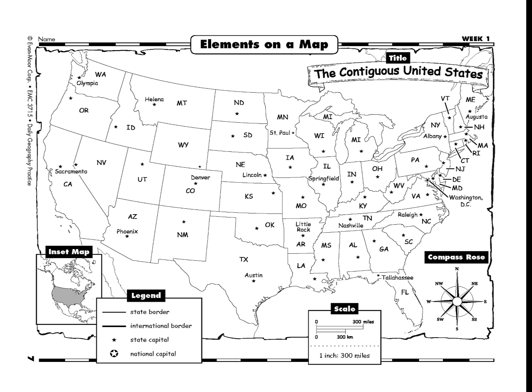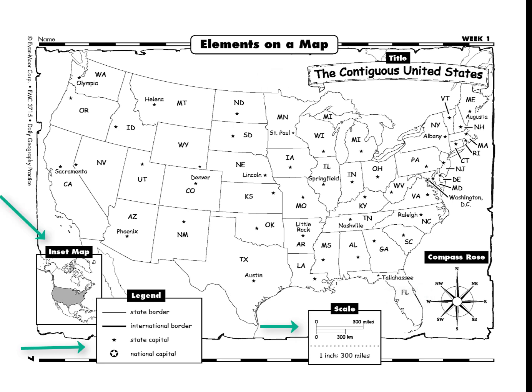The map we're looking at today is that of the contiguous United States. That is to say, states that are connected to one another. The purpose of this lesson is to identify the different elements that make up a map. Typically, there are 5: the title, the compass rose, scale, the legend or key, and the inset map.